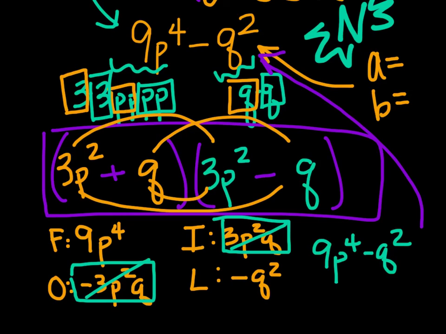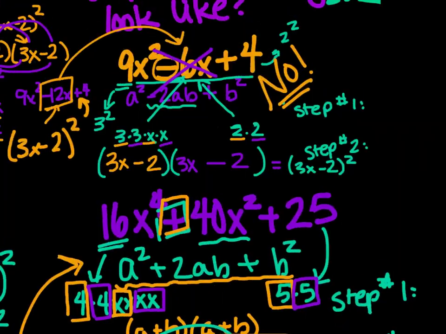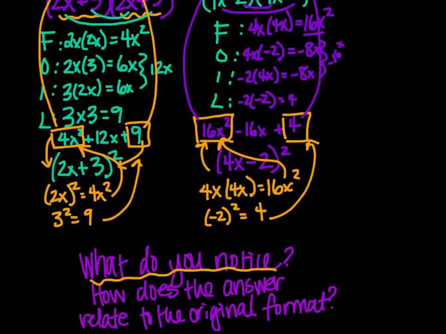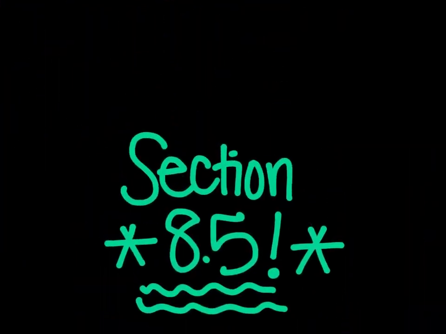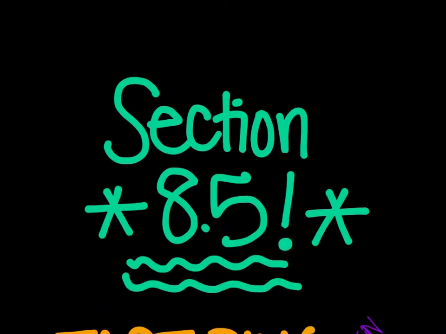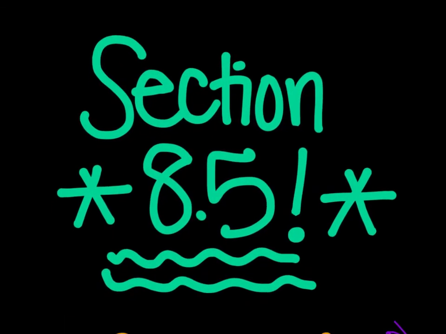So this 3p squared plus q times 3p squared minus q is the final answer, perfect form. And I hope between this tutorial video and potentially the other 2 videos you could watch as well, you understand section 8.5. Thank you and see you tomorrow.